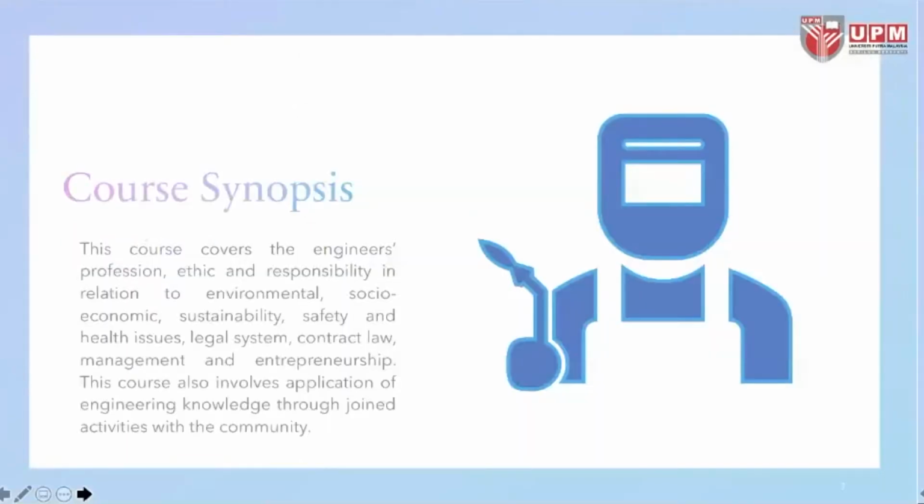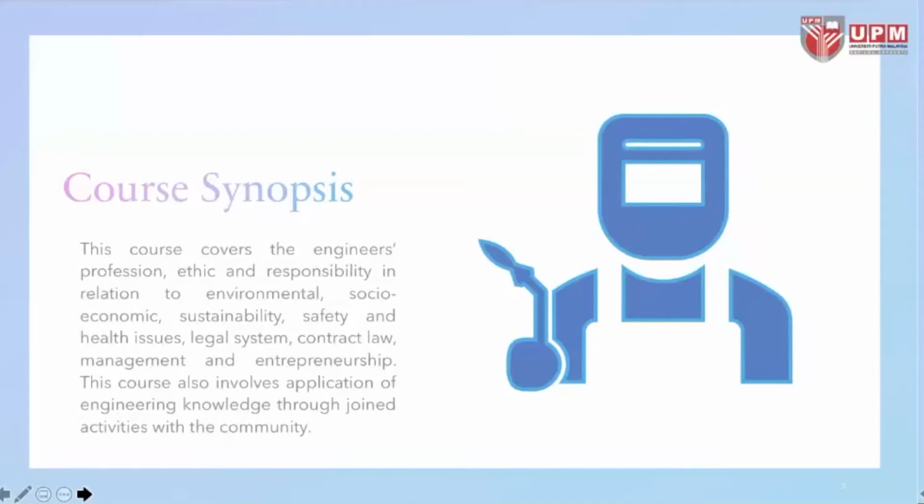Okay, let us continue. Right, in terms of the course synopsis, as we all know that every course has a summary. This is just to tell you about what the course is all about, and this particular course covers the engineer's profession. Right, what is an engineer, who is an engineer, and how to become an engineer. At the same time, we will look into the ethics of an engineer, and then the responsibility of an engineer, especially in relation to environmental, socio-economic, sustainability, safety, as well as health issues, legal system, contract law, management, and a little bit of entrepreneurship.